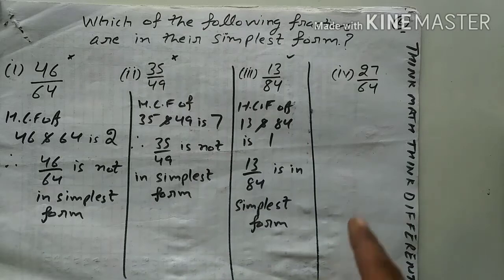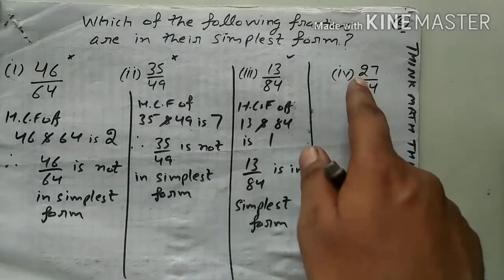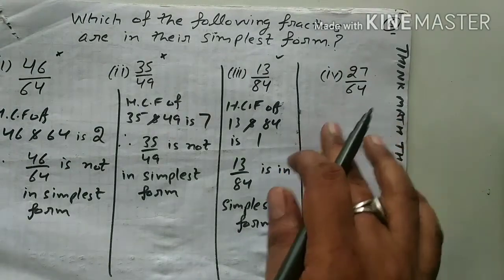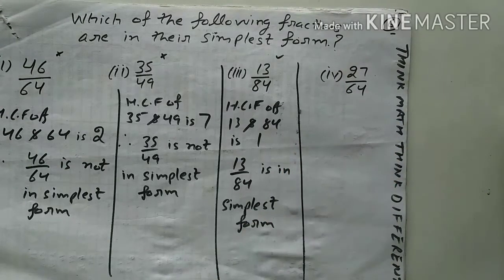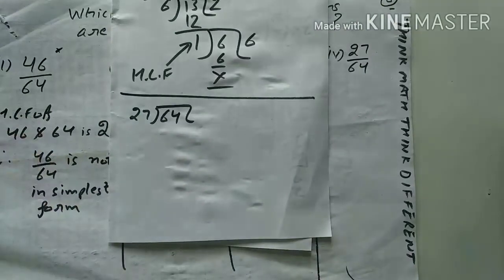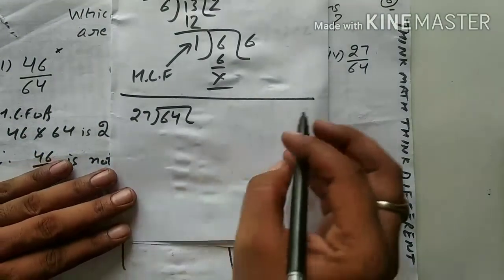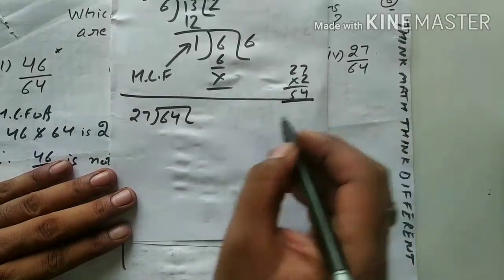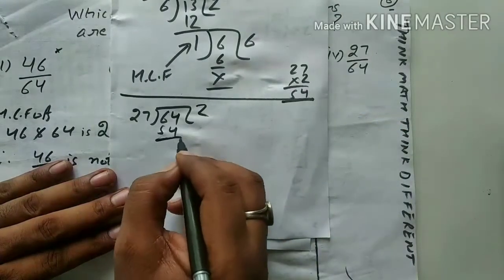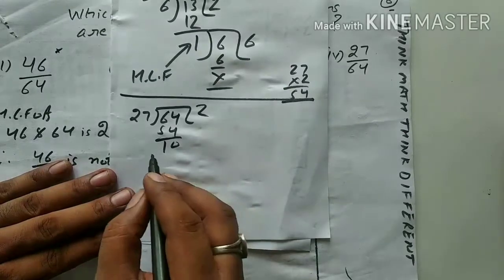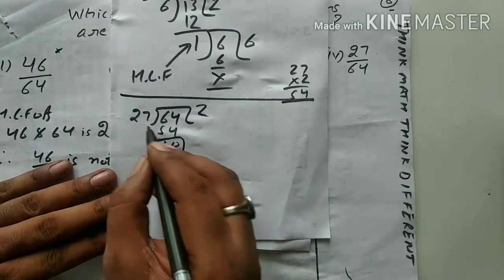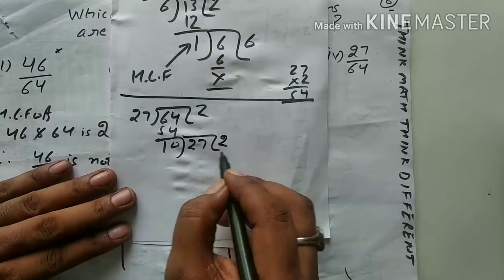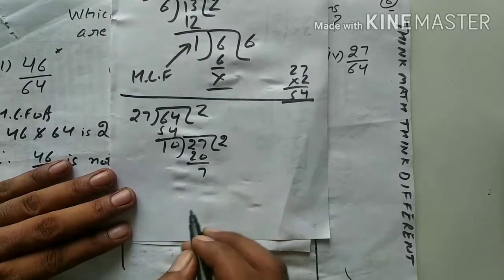Okay, now we are on the fourth part, 27 over 64. In this part, we will also find the HCF. Now 27, we don't know the table of 27, so multiply by 2, that is 54. So 27 to the 54, 0 and 1. Now the remainder is 10 and I will divide the earlier divisor 27 by 10. So this is 20 and 7 is the remainder.